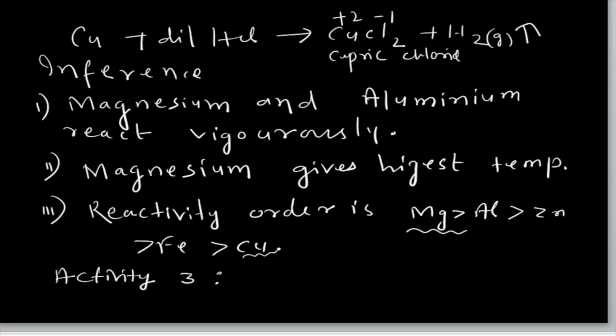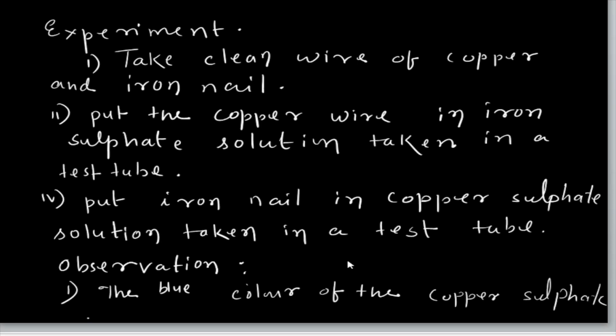From this reactivity order you can know which metal is very much active. Next we come to Activity 3, the experiment you will write here. Take a clean wire of copper and an iron nail. That means you will take a copper wire and an iron nail. The iron nail acts as iron and the copper wire acts as copper.